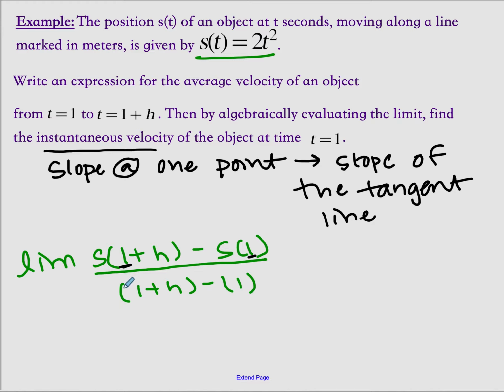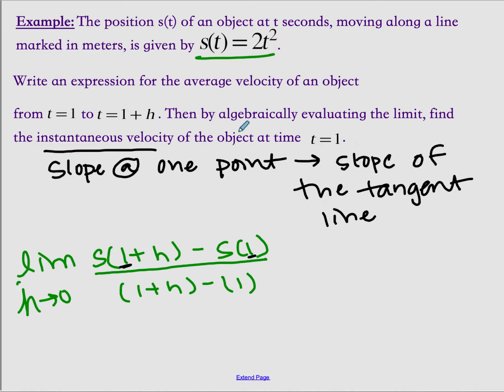The way I find my slope at just a singular point is I take my limit and look at it as h approaches 0. Why h approaches 0? Because what if I put in 0 for h? I would have s of 1 minus s of 1, so I'd be at the same point. I would be at a singular point of 1.